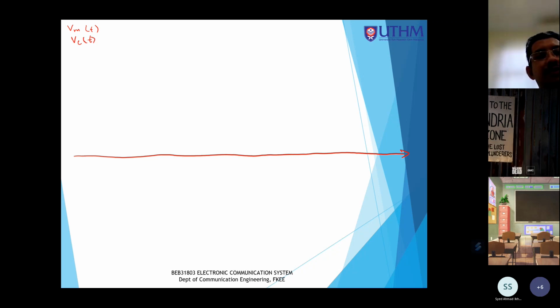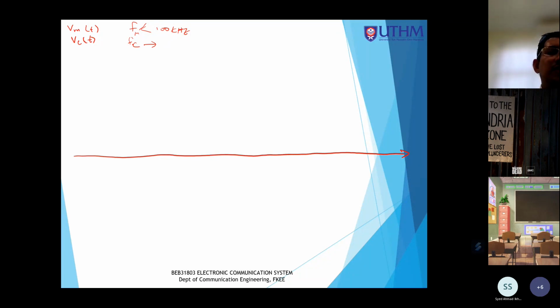Okay, so apakah VMT? VMT ni biasanya dia punya frekuensi kecil, normally the frequency is less than, I can say less than 100 kilohertz. Dan VCT, frekuensi dia adalah carrier. Okay, berapa frekuensi carrier? Frekuensi carrier dia punya julat adalah AM. Dalam kes ini kita belajar tentang AM.